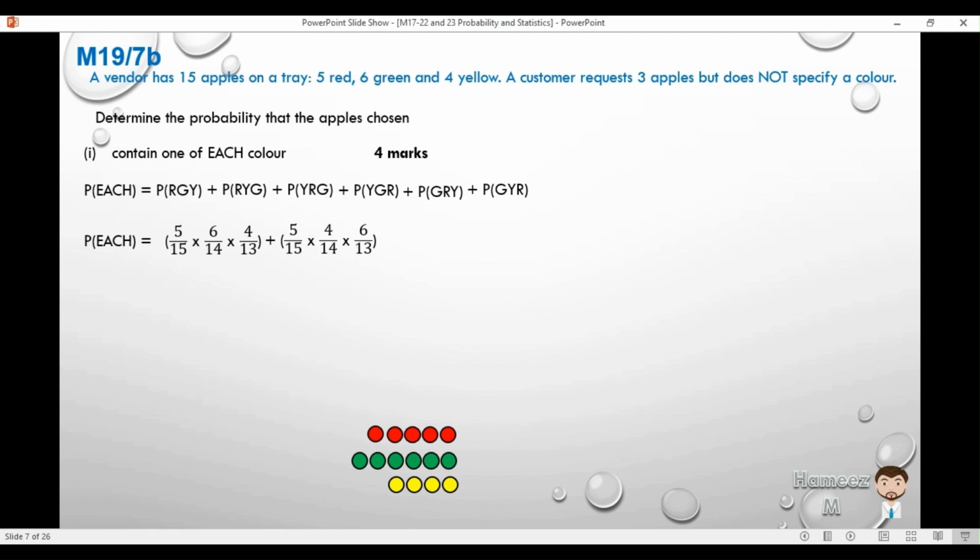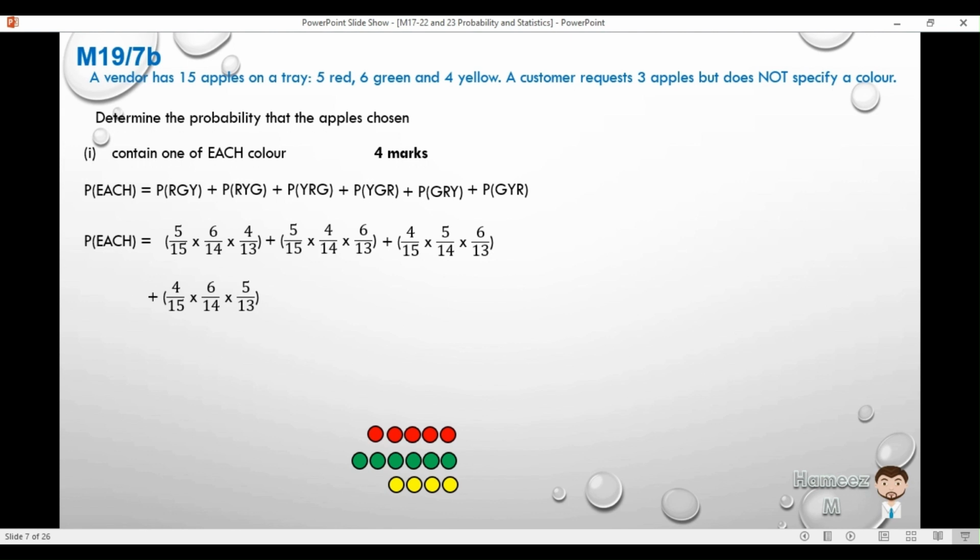And we go on with the yellow, red, green. So if we're picking yellow first, then it's 4 out of 15. And then the red will be 5 out of what is left? 14. And then the green will be 6 out of 13. And we can continue with yellow first, and then green, and then red. So yellow will be 4 out of 15. And then green will be 6 out of 14. And then red will be 5 out of 13.